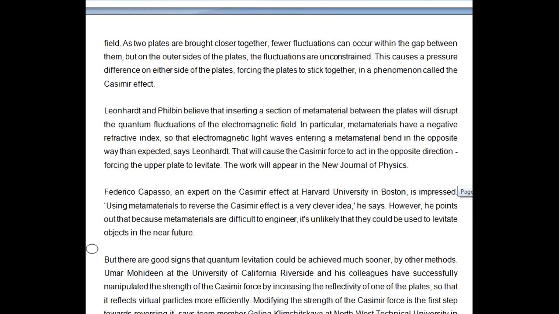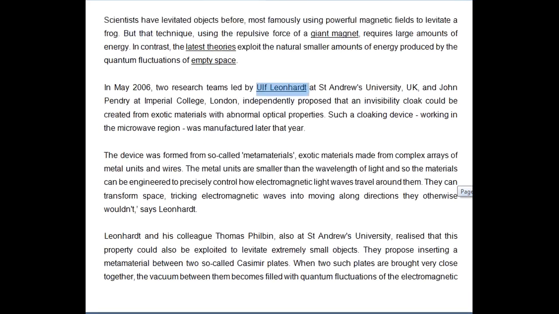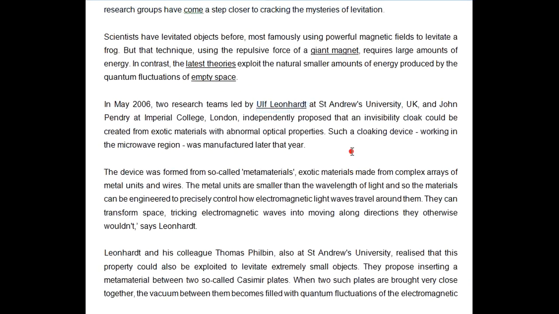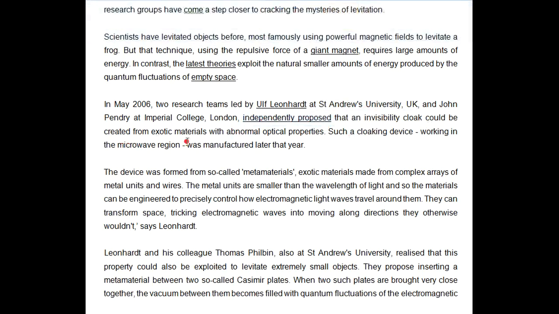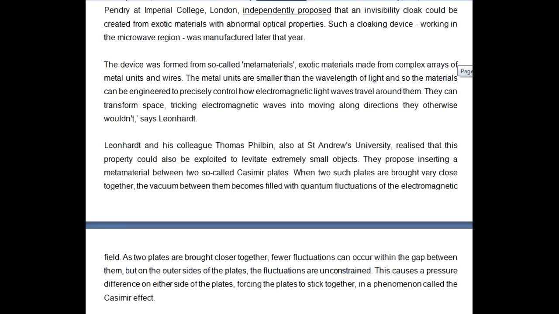Let's see how many answers we can find. You cannot find the answer in one sentence. You might have to read one complete paragraph sometimes to find the answer. So two research teams, one from this university, UK, and John Penry at Imperial College. So both are from different places. That we have seen. Independently proposed that. So that means they proposed the same thing. Perhaps I got the answer, but still I'll read the complete part. That one could create it from exotic materials with abnormal optical properties. Such a cloaking device working in the microwave region. So he has not invented the microwave. Okay, fine. So I've got the answer. I have to check with the options.